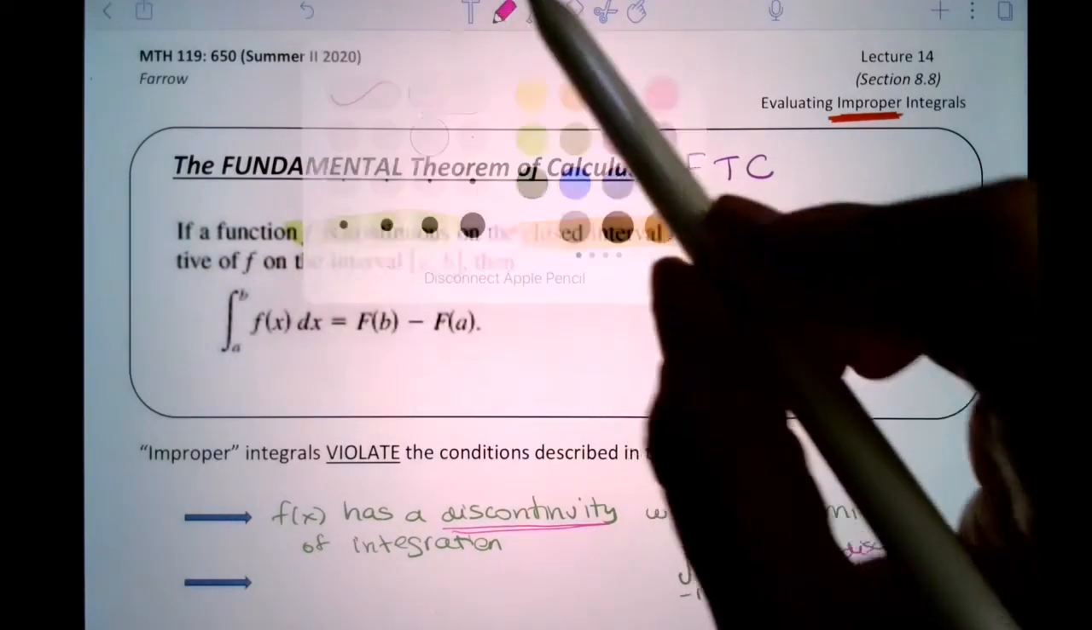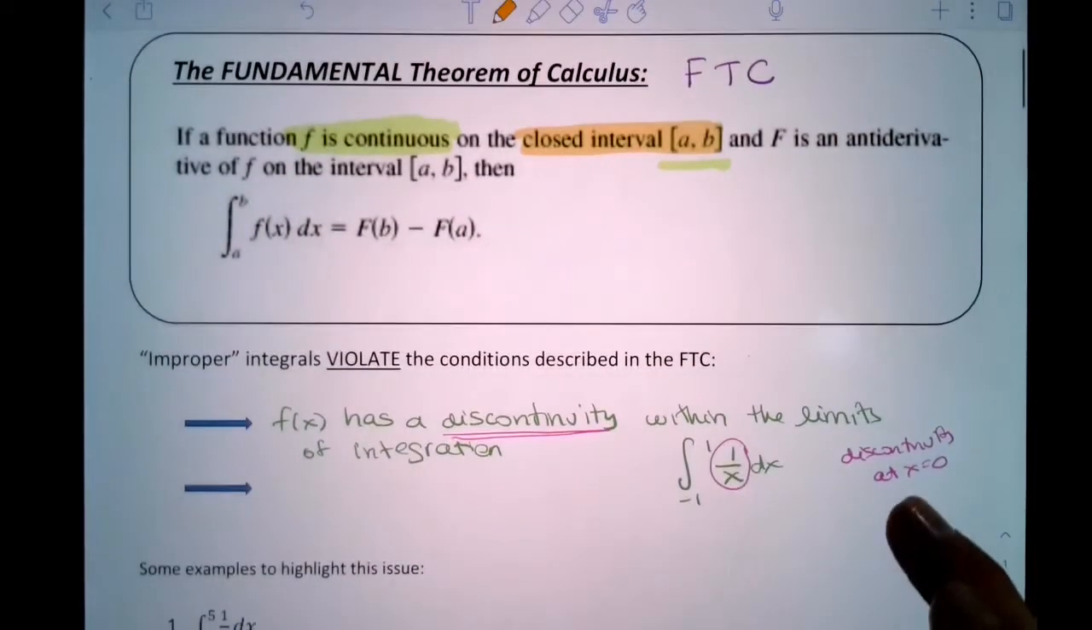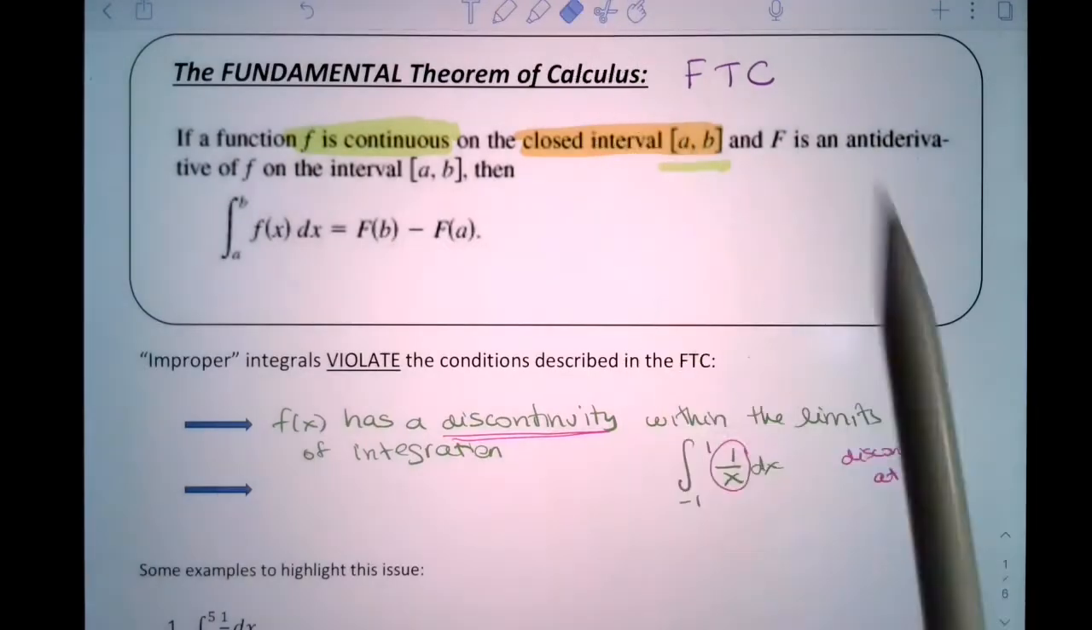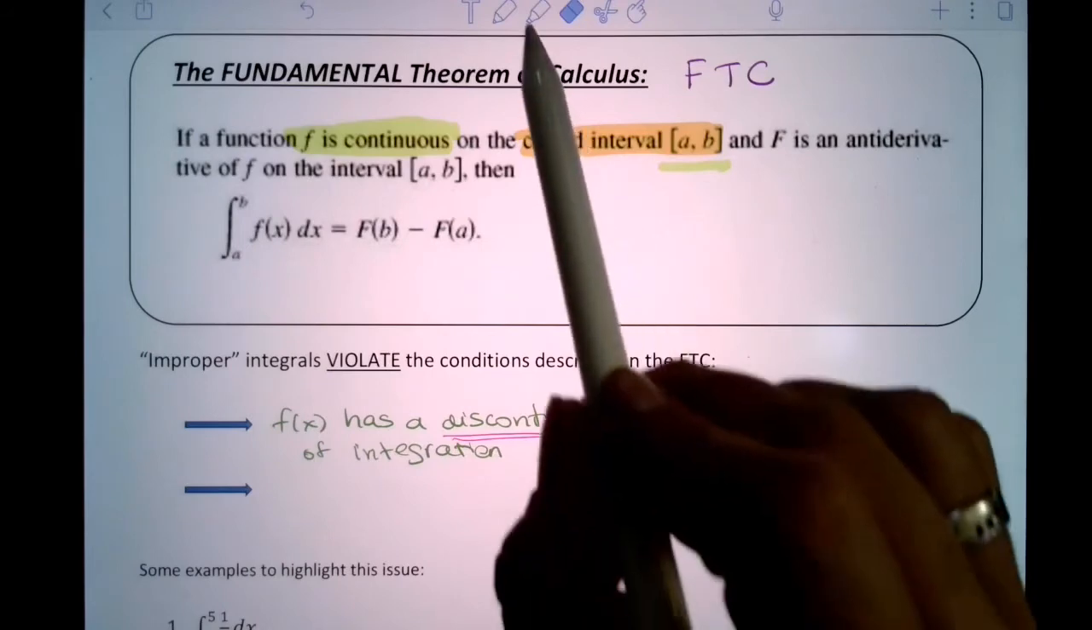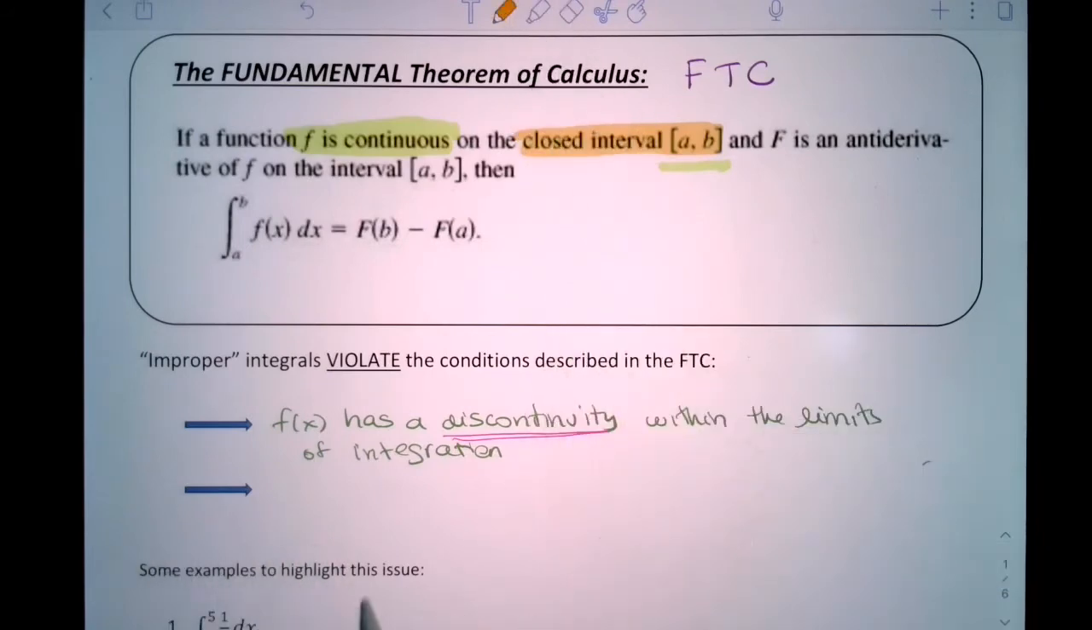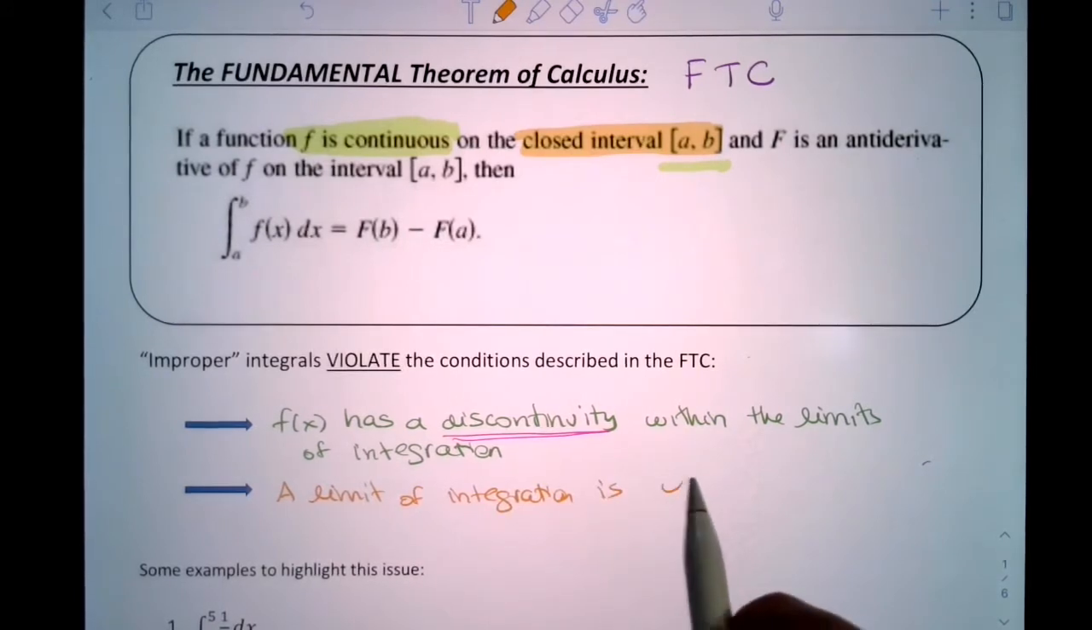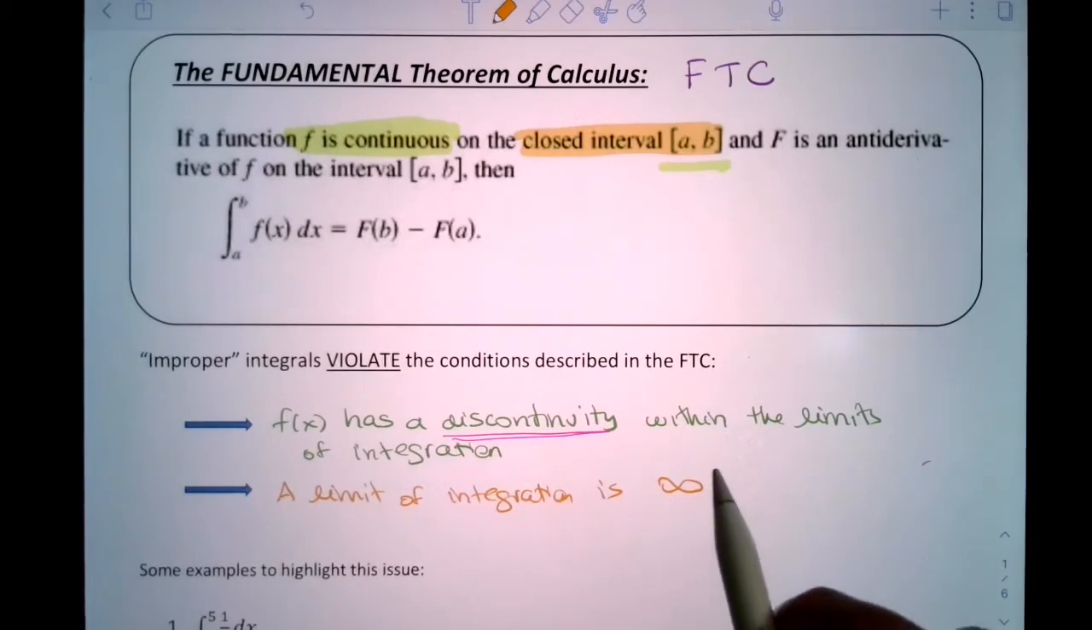The other issue is the idea of not having a closed interval. So what does that actually look like? Let me get rid of this here, just to give myself some more space to write. What if a limit of integration is infinity? Or what if it's negative infinity? Or worse, what if your integral goes from negative infinity to positive infinity? That is not closed. So these are your two violations.